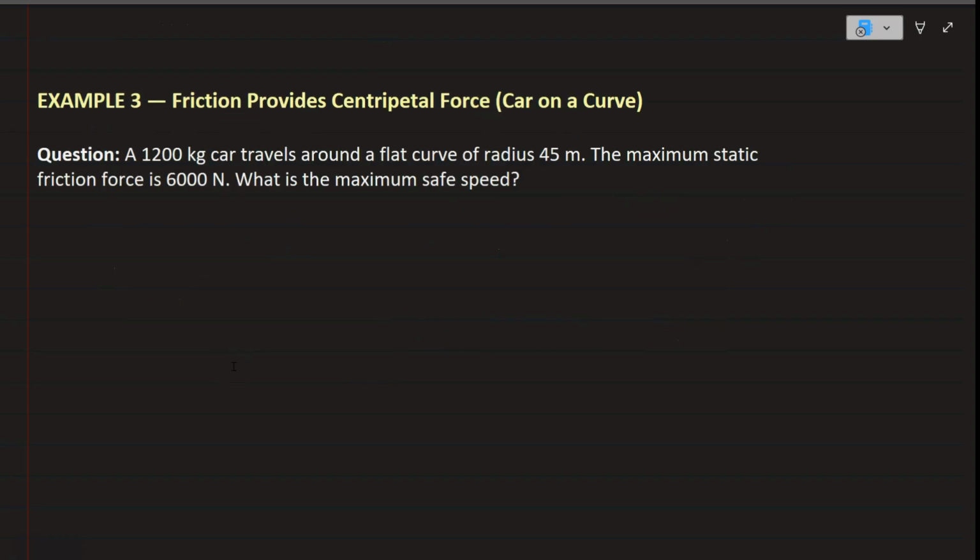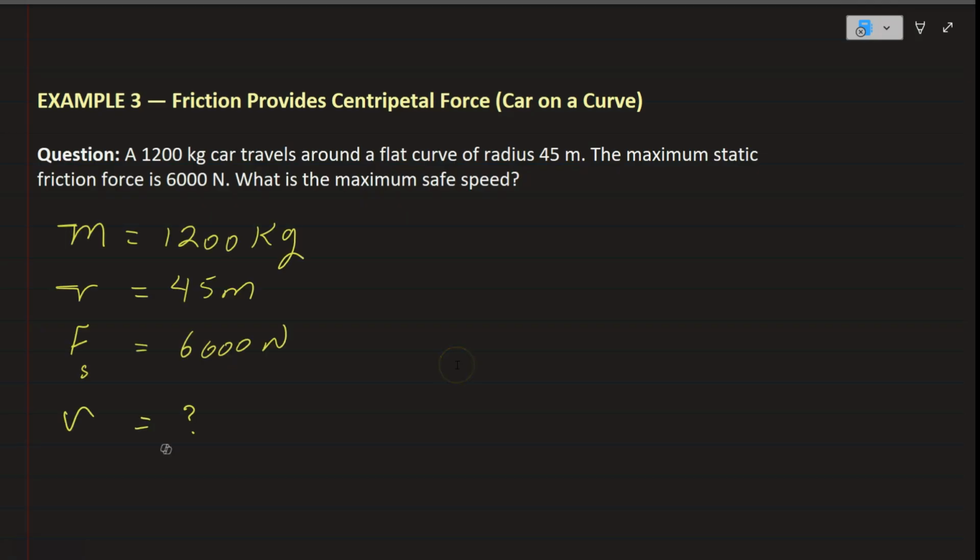This example is friction provides the centripetal force, and it's on a curve, and is a direct application of our real world scenario. So here it is: a 1200 kg car travels around a flat curve of radius 45 meters. The maximum static friction force is 6,000 Newton. What is the maximum safe speed? This is a brilliant question. Let's write out what we do know.